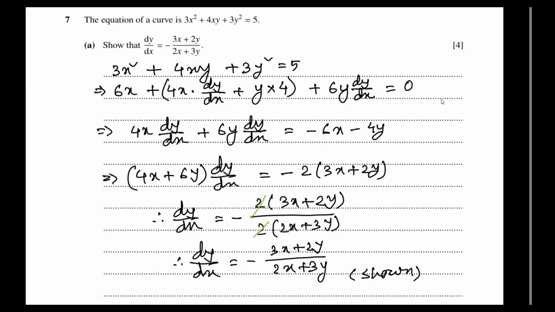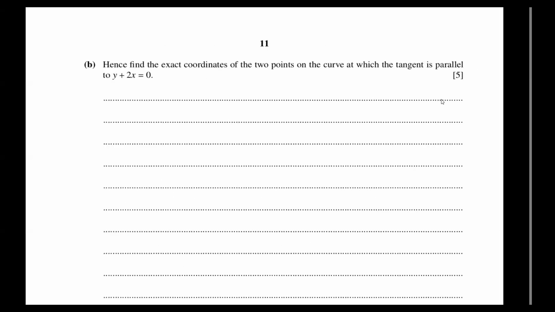Now let's move on to the next part, part B. What do we have here? Hence, find the exact coordinates of the 2 points on the curve at which the tangent is parallel to this line. What is the gradient of this line? If you make y the subject, y equal to minus 2x, so this line has a gradient of minus 2. The gradient of the tangent is minus 2. You see, the gradient of the tangent is equal to the gradient of the curve at that point of contact. So dy by dx equal to minus 2.